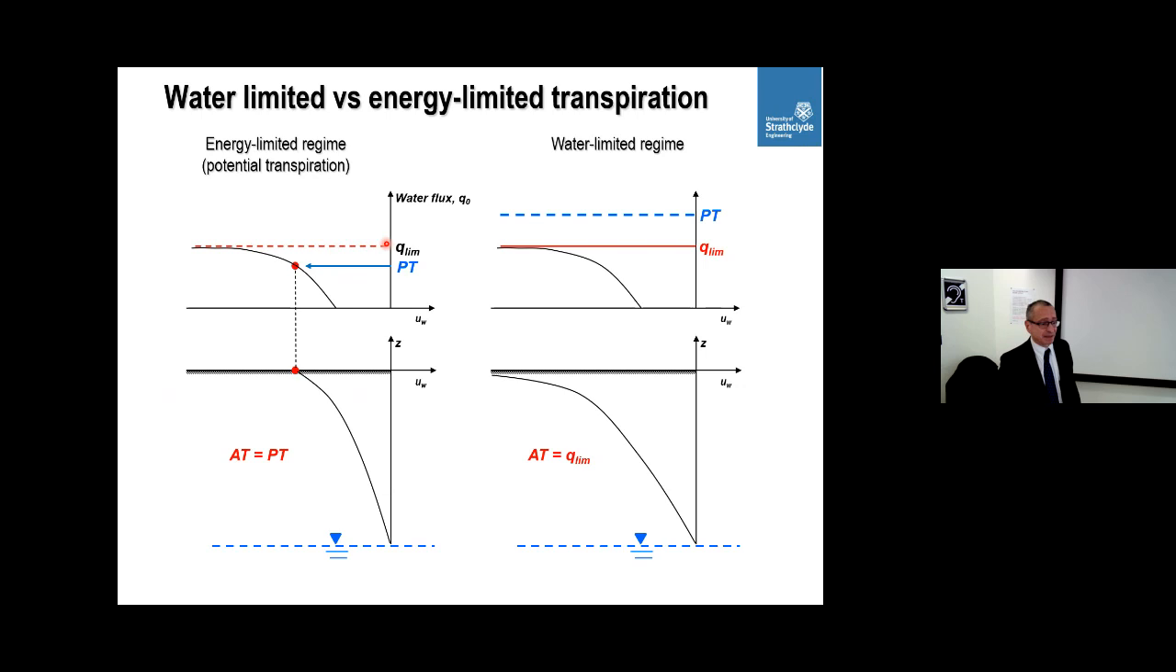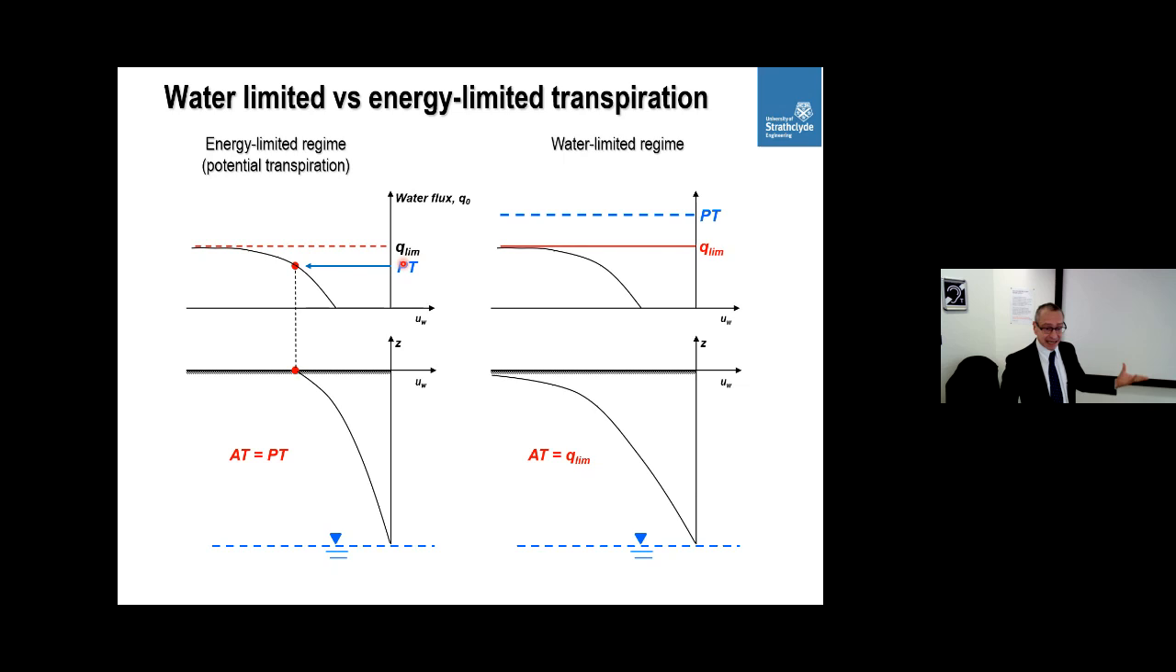Imagine that this is the limiting flux that the soil can transfer, and this is the potential transpiration, what the atmosphere is demanding. This can be accommodated because the atmosphere is asking for something lower than the maximum that the soil can transfer. This is called potential transpiration, or energy limited regime, because now what is controlling the flux is actually the demand of the atmosphere.